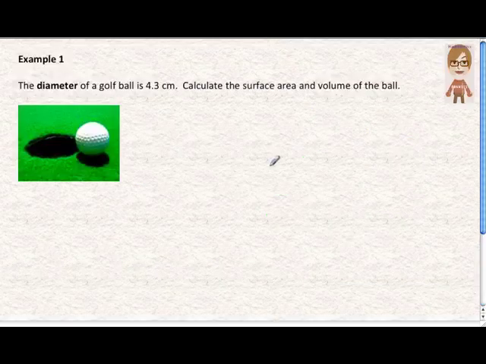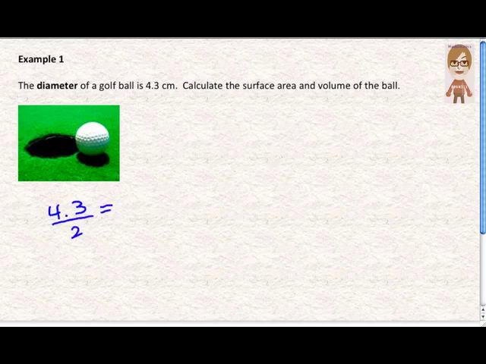Okay, this example talks about the diameter of a golf ball, which is 4.3 centimeters. What I just said is that we need the radius for all of these formulas. So having the diameter of the golf ball isn't going to help us, except that we can use it to find the radius. We can divide it in half and get 2.15. So that is our radius. We take the diameter and we divide it in half. Once we have the radius, we can find the surface area and the volume of the ball.